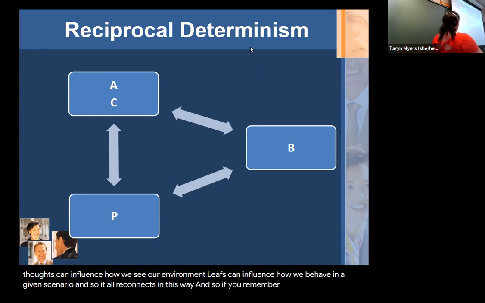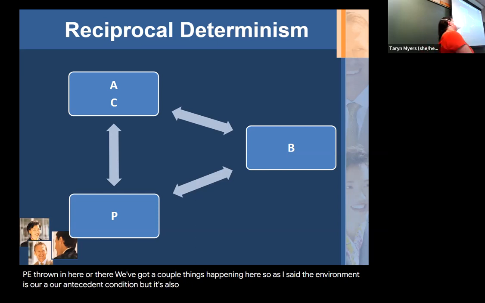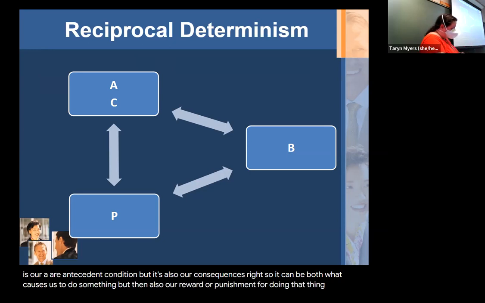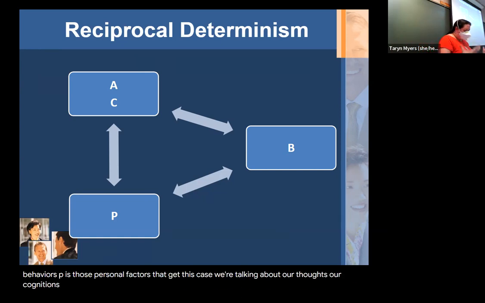And so if you remember our ABC model with a P thrown in here or there, we've got a couple things happening here. As I said, the environment is our antecedent condition, but it's also our consequences, right? So it can be both what causes us to do something, but then also our reward or punishment for doing that thing. B is our behaviors, P is those personal factors. And in this case, we're talking about our thoughts, our cognitions, our beliefs.